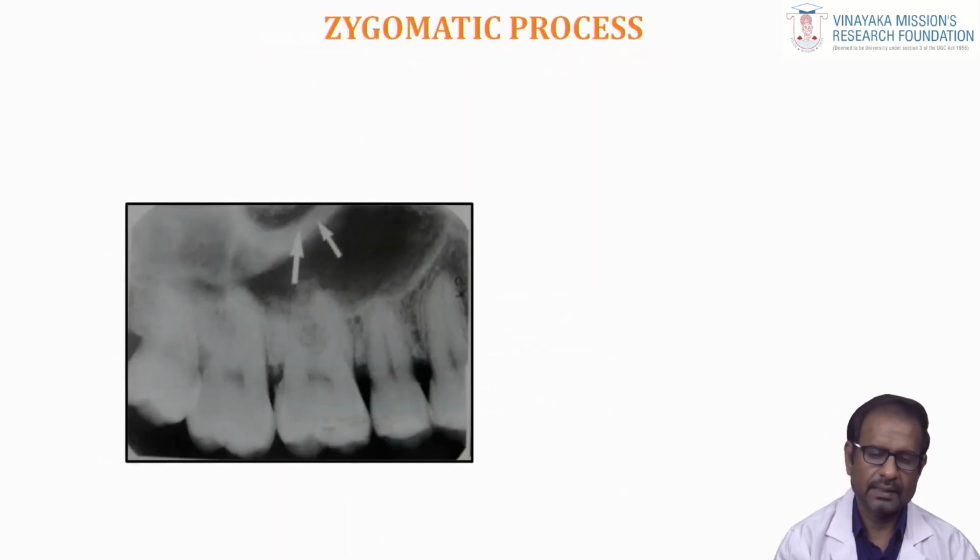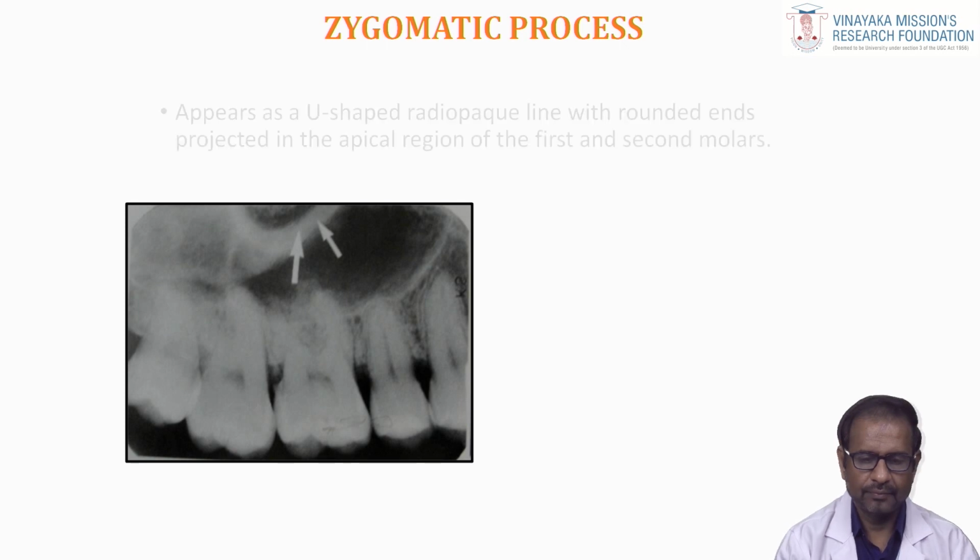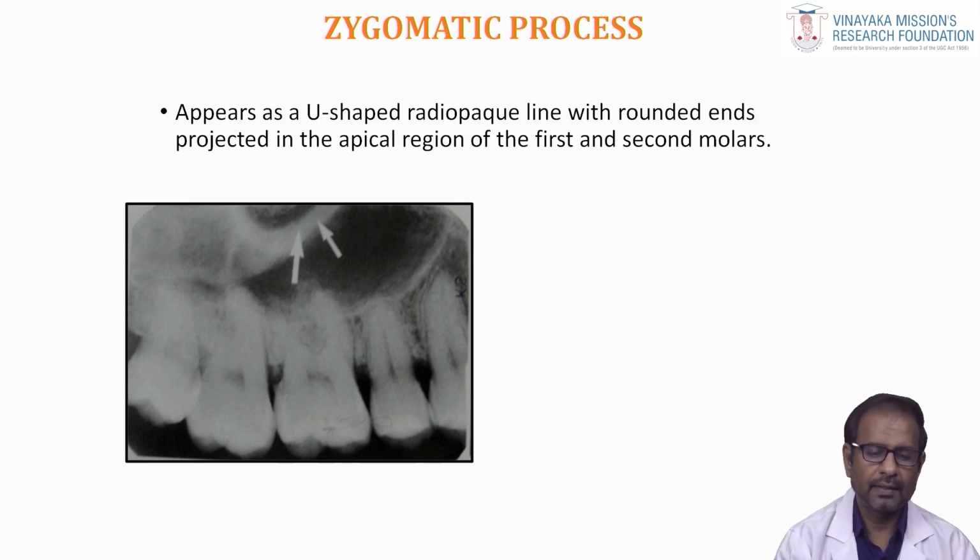Next one is the zygomatic process. The zygomatic process usually appears U-shaped or V-shaped.